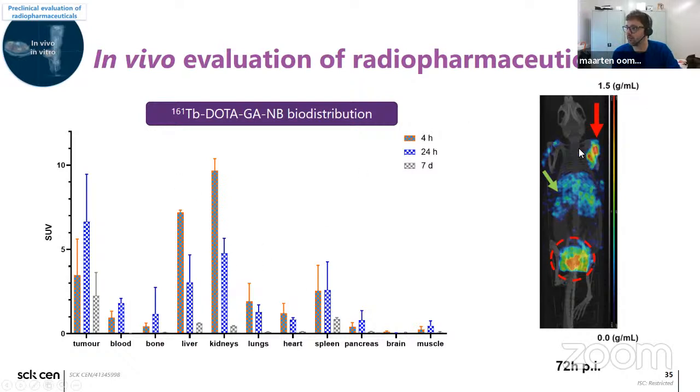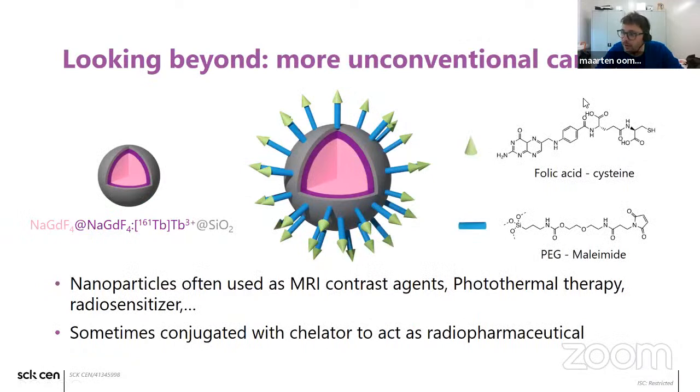But also in the SPECT images, you can clearly see your tumor lighting up in the SPECT image, which is nice. So, and then finally, those are the very last 2 slides I want to look at. So what we're doing is we're working with nanobodies and conventional carriers, but we're also looking at more non-conventional carriers. And there I want to highlight the project of one of our PhDs, where we're trying to work with nanoparticles that are often used as MRI contrast agents and something like that.